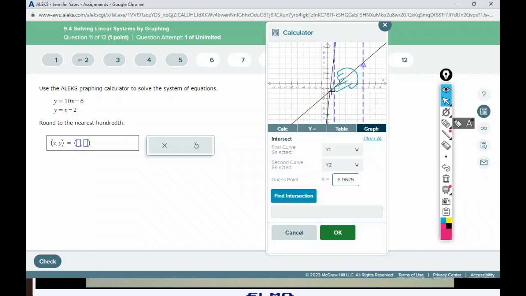I'm just going to drag that over there. And then it tells us where they cross, right there. Same values down there if that's easier for you to read. For the points, what do we put in the box? Round to the nearest hundredth. So our x value is 0.44. Our y value is negative 1.56. 5 rounds up.